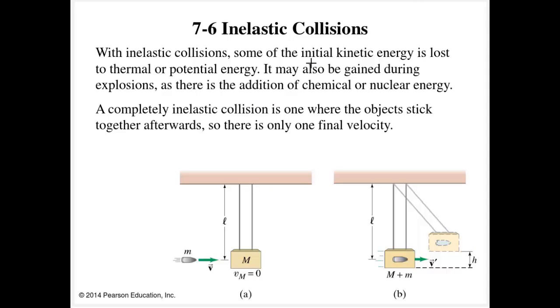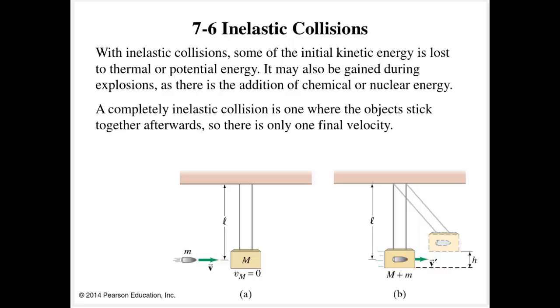If we now consider inelastic collisions, we know that energy is going to be lost. It's going to be lost to thermal energy, it could be lost to potential energy, or it could be gained. If we had a rocket going up in that direction, and that rocket exploded into two different pieces, then there was some additional chemical or nuclear energy that was added to that process. So the energy of the system has, in effect, changed.